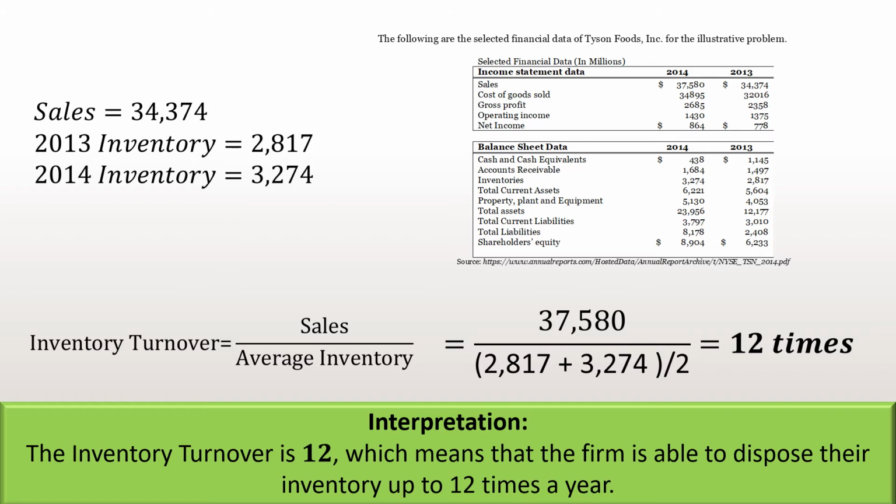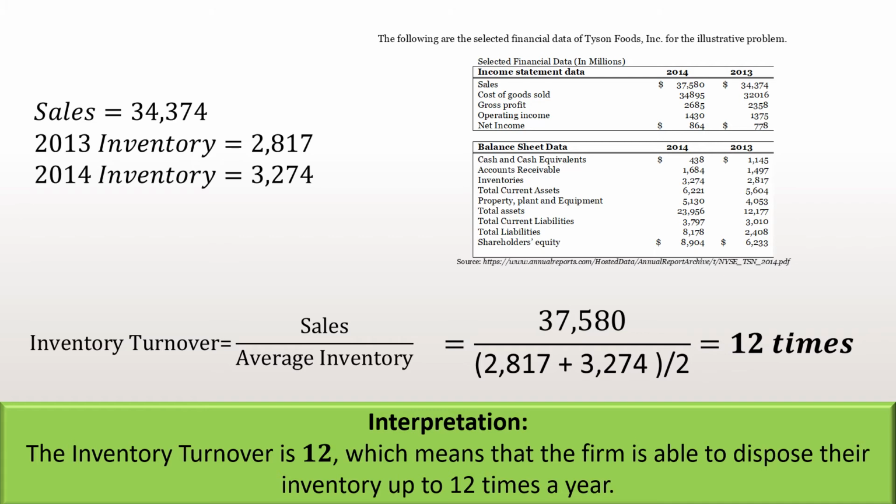Based on the given example of the financial data of Tyson Foods Incorporated, the sales of Tyson Foods is 34,374, while the inventory for year 2013 is 2,817, and for 2014 it's about 3,274. So to determine the average inventory, all we have to do is add the inventory for year 2013 and 2014, then divide it by 2.